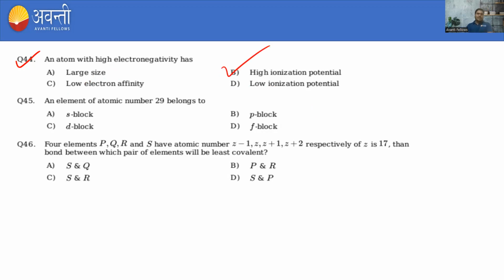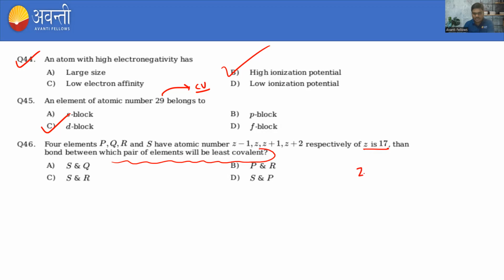Okay? Chalo. An element with atomic number 29. We all know this belongs to the D block, copper. So they are talking about copper, which belongs to the D block elements. Now, four elements P, Q, R, and S have atomic numbers Z minus 1, Z, Z plus 1, Z plus 2 respectively. If Z is 17, then the bond between which pair of elements will be least covalent? Okay, we have to tell which pair is least covalent.